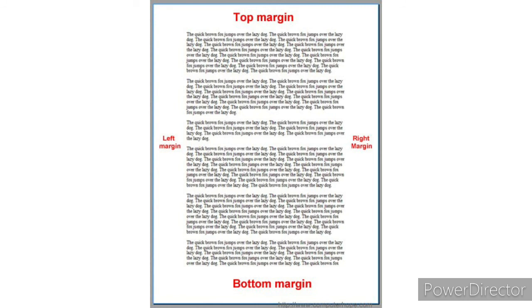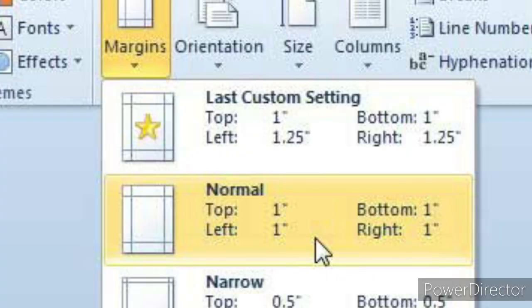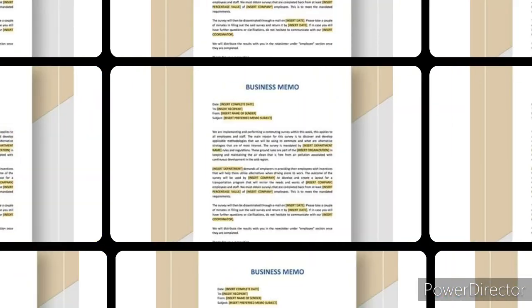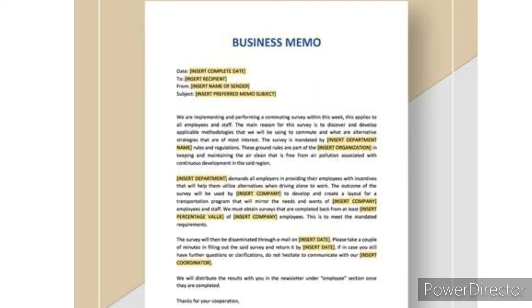MS Word allows you to set the margins on all four sides of the document, that is top, bottom, left and right. By default, margins are 1 inch from top and bottom and 1 inch from left and right side. Margins are important because they help to make document look neat and professional.